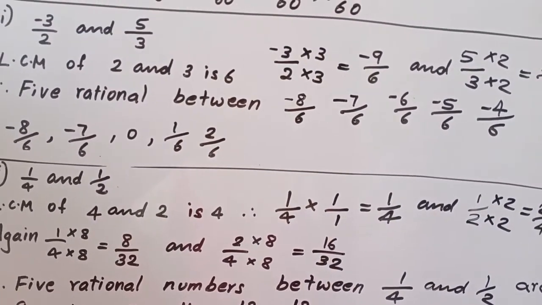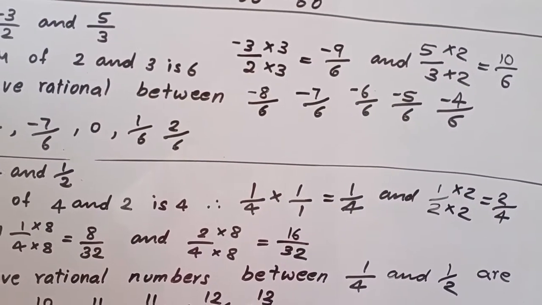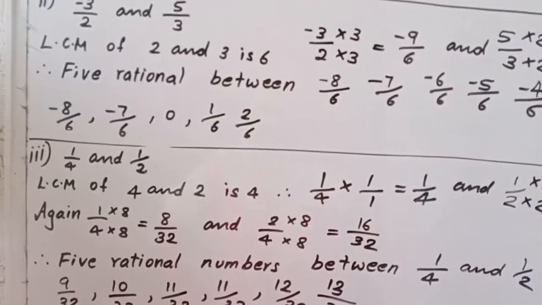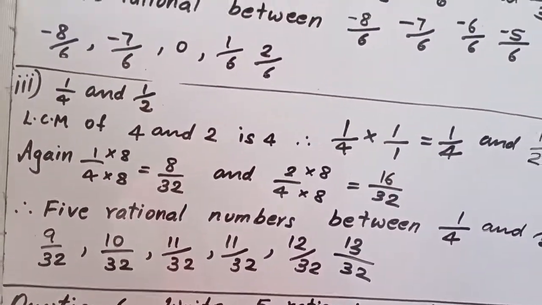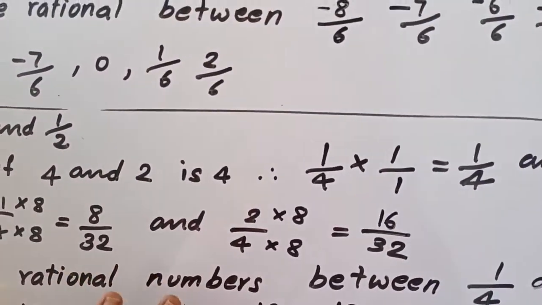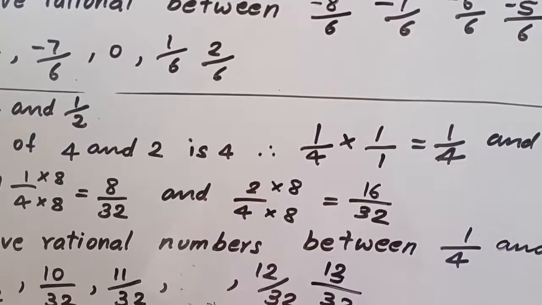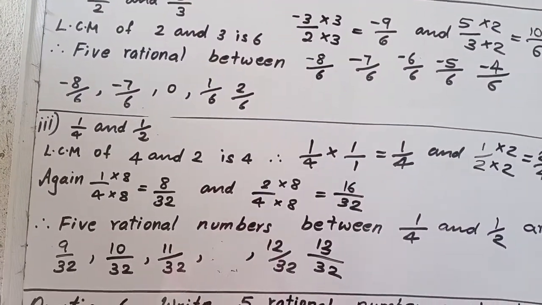Now we can make a list of 5 rational numbers between 1 by 4 and 1 by 2. So what we can do? 8 by 32, after that 9 by 32, 10 by 32, 11 by 32, 12 by 32, 13 by 32. In this way we can write 5 rational numbers.